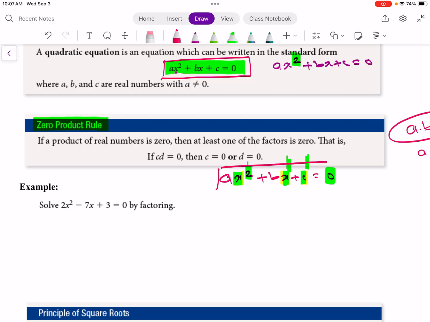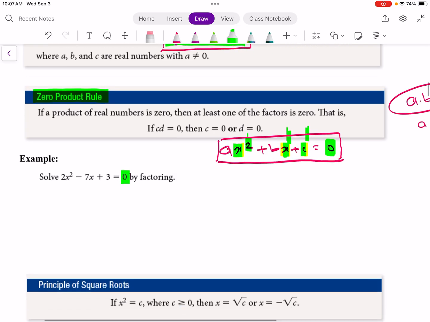So every time you are using the factoring method, you have to rewrite your quadratic equation in a standard form. Writing in a standard form means you make 0 on one side. Now, is our equation in a standard form? We have 2x squared minus 7x plus 3 equals 0. Is it in standard form? Yes, it is, we have the right side equal to 0. And if it's in standard form, we can skip this and start the next step.